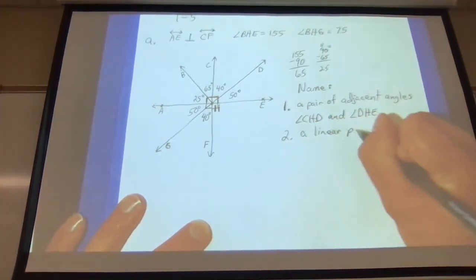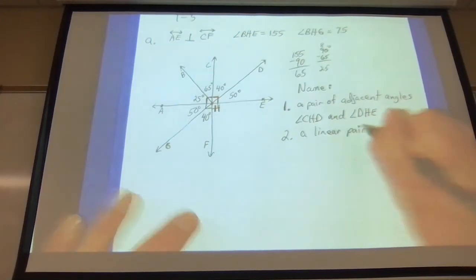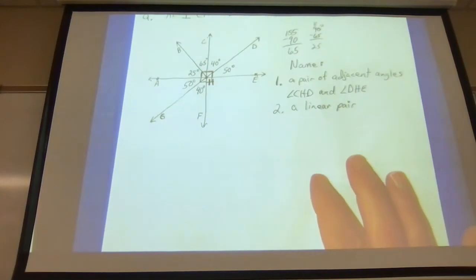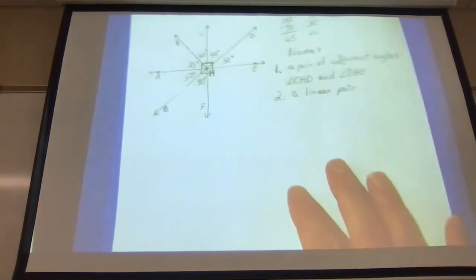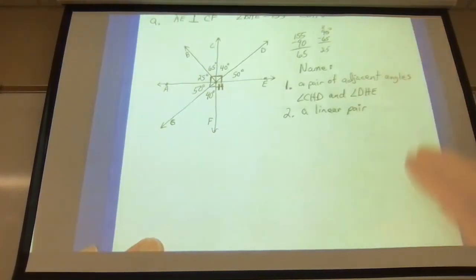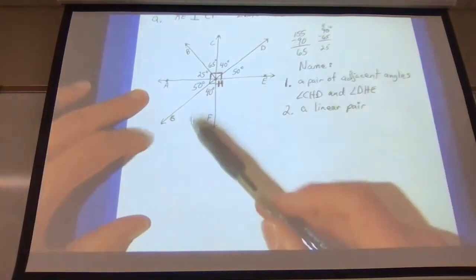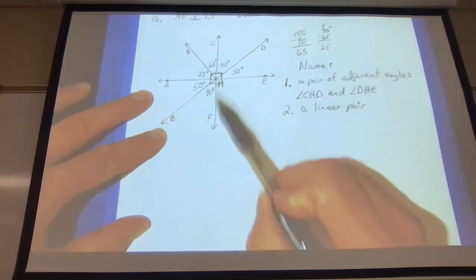Second one we're going to name is a linear pair. All right, remember with this, when you see the word linear, what should you think? Line. A linear pair is going to be 2 angles that when you put them together make a straight line. Once again, there's lots of different examples up here. I'm going to start you off. Let's take angle GHF.